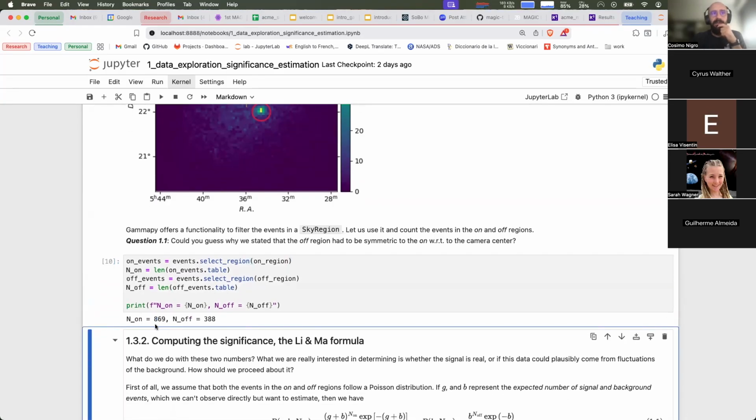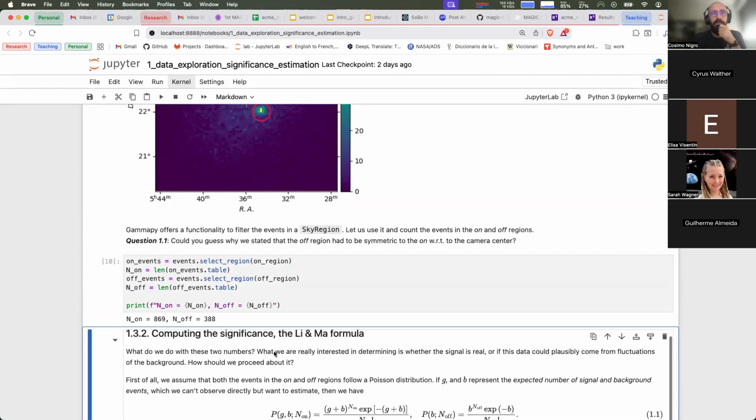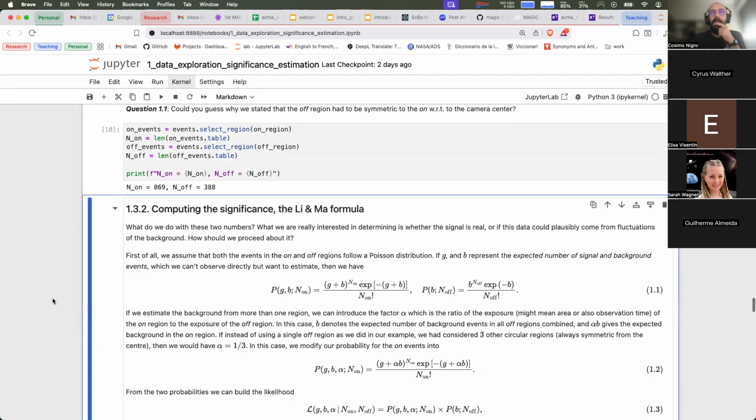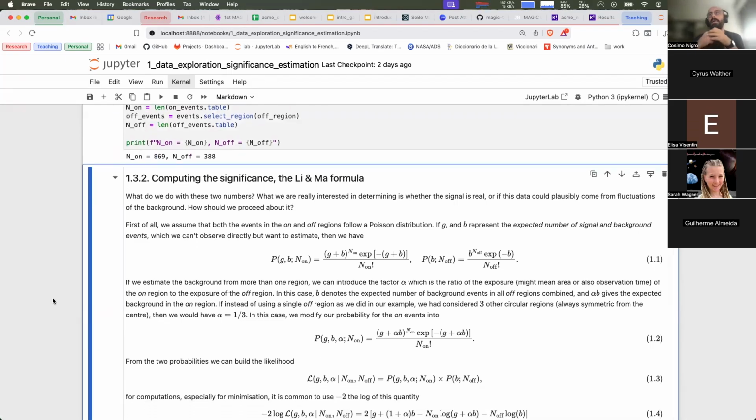Okay, so we get 869 on and 388 off, okay? So well, we see that there is an excess of 400 something events, no? Is this significant? How can we estimate it? And basically, this is where the Lemma formula comes into play. Everything clear so far? Let's make a small break for questions.